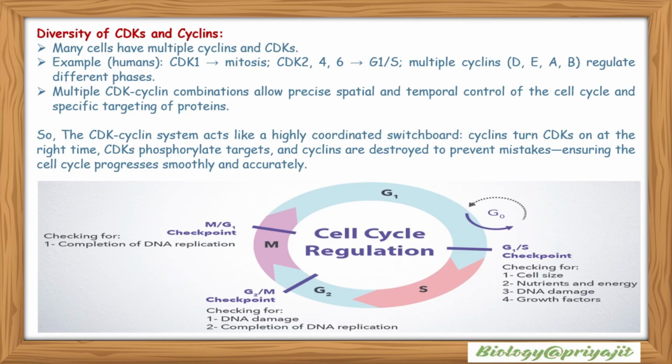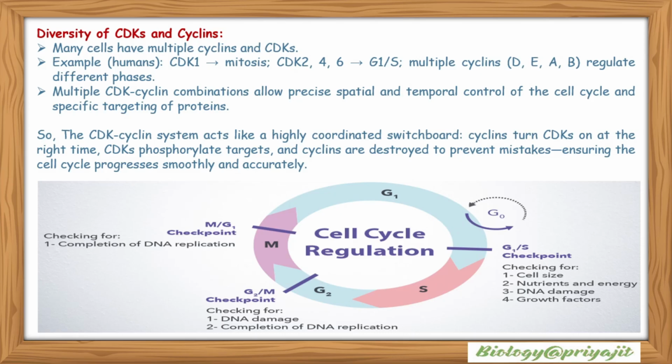Diversity of CDKs and cyclins. Many cells have multiple cyclins and CDKs. Example, humans. CDK1 induces mitosis. CDK2, 4, 6 are responsible for the G1 to S transition. And multiple CDK-cyclins like D, E, A, B regulate different phases of the cell cycle. Multiple CDK-cyclin combinations allow precise spatial and temporal control of the cell cycle and specific targeting of proteins.